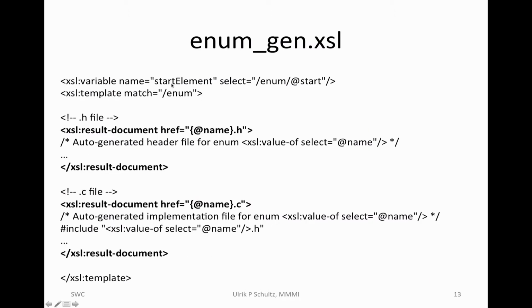The XSL file transforms the XML. So we say the first file we want to generate is the .h file, which is then name.h. There's some stuff here that I'll cover afterwards. Result document means write into one file. And here you have the same thing for the other file. So this is how in XSL you generate different files.